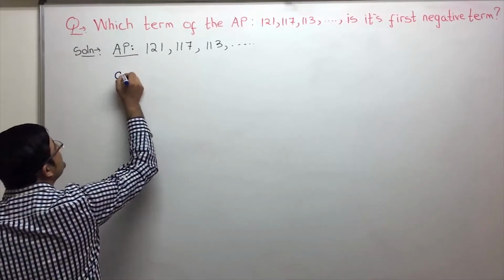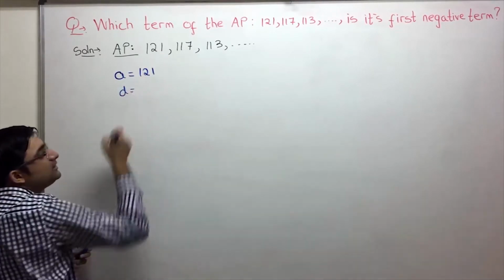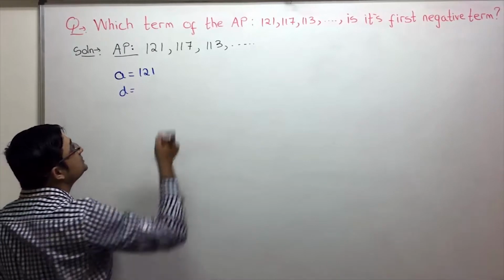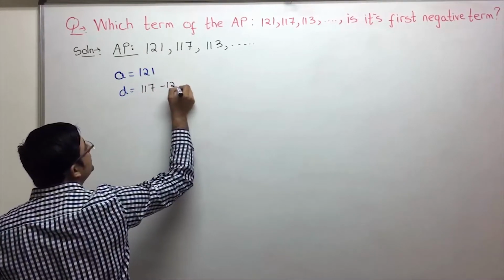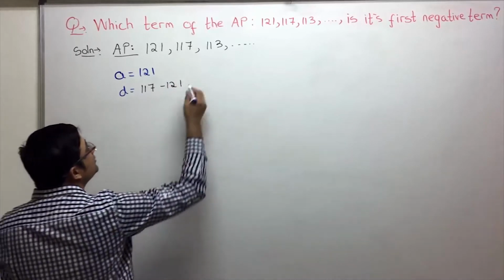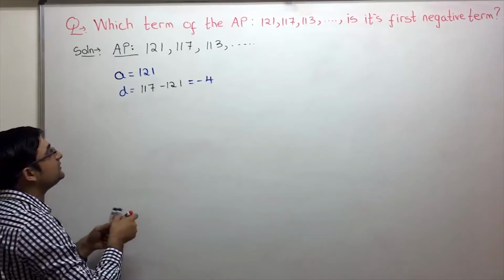What is the first term of this AP? First term of this AP is 121. Next, what is the common difference? It is basically second term minus first term. So second term 117 minus the first term 121. So from here we get common difference as negative 4. Is this clear? Now write down the nth term.